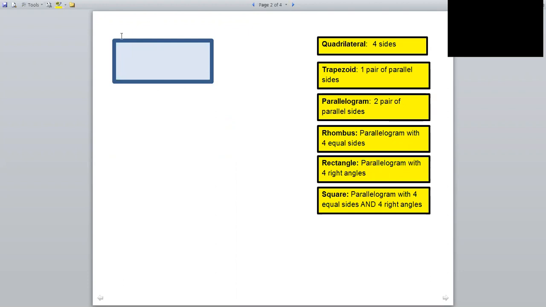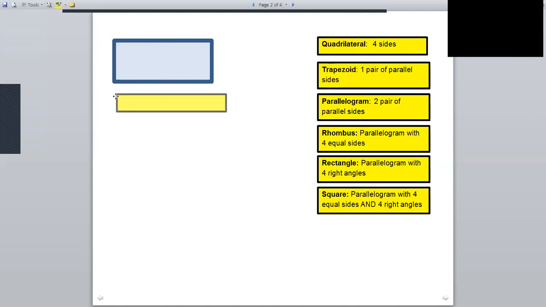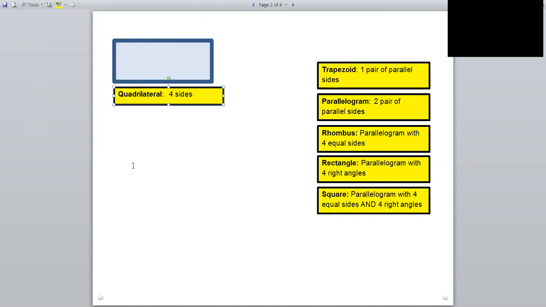Now, in this example, we have this polygon. On the right side, we have key terms that we need to know and brief definitions. First, quadrilateral. A quadrilateral is going to have four sides. Does this polygon have four sides? Yes, it does. Let's go ahead and count. 1, 2, 3, and 4. So by definition, we could call this polygon a quadrilateral.